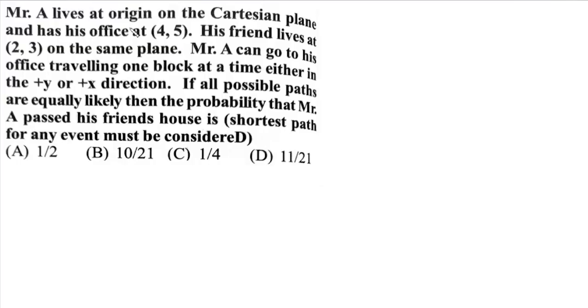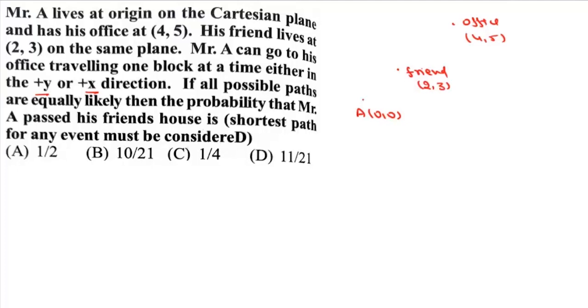Now here the question is, Mr. A lives at the origin. So Mr. A lives at 0, 0 and he has his office at 4, 5. So his office is at 4, 5. His friend lives at 2, 3. So we have this friend living at 2, 3. Now Mr. A can go to his office traveling one block at a time, either in plus y or plus x direction. If all possible paths are equally likely, then what is the probability that Mr. A passed his friend's house? The shortest path for any event must be considered.